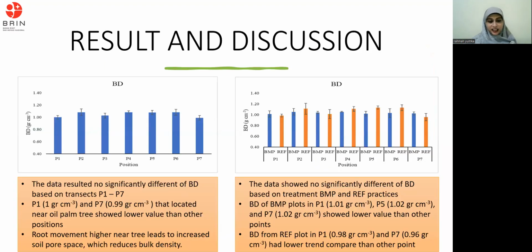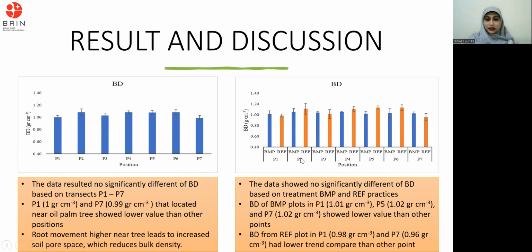Result and discussion. The data show no significant difference of bulk density based on the transect, from point 0.1 until 0.7. Points 0.1 and 0.7, located near the oil palm tree, saw lower values than other positions. Higher root movement near the tree leads to increased soil pore space, which reduces bulk density.